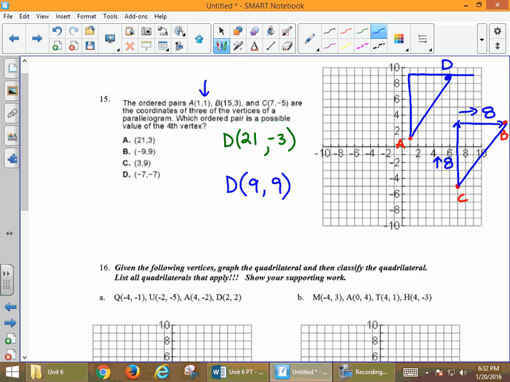So D could be located in two places. It could be at 21, negative 3, or it could be at 9, 9. So you'll notice that none of them are exactly right. A and B are both really close. We've got some signs a little messed up in there. But the two places in which you could put D in order to make a parallelogram are at 21, negative 3 and 9, 9.